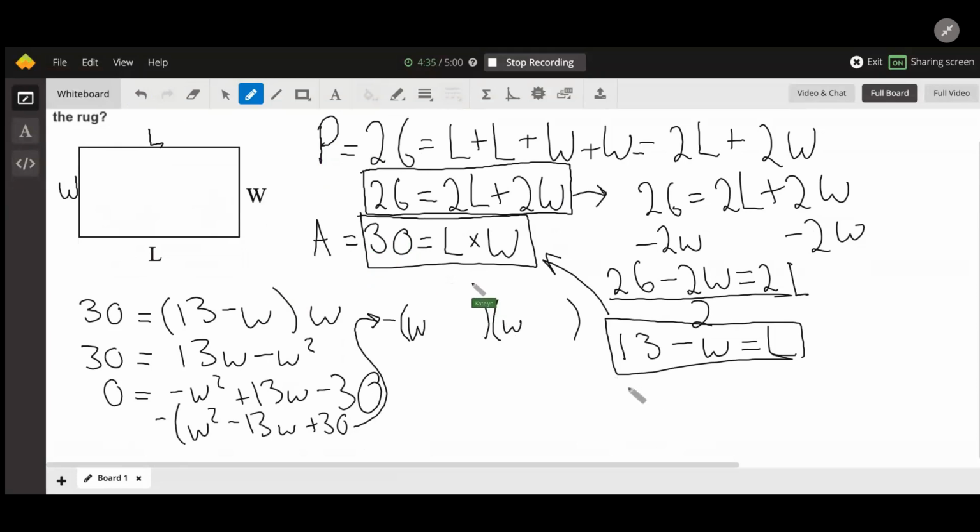So let's go ahead and list the multiples of 30. So 30 times 1, 15 times 2. 15 times 2 stands out to me because 15 minus 2 equals 13, which is this middle term. So let's go with plus 15 in here, minus 2 in here. Okay, this is all equal to 0. So now we can set each of these equal to 0.